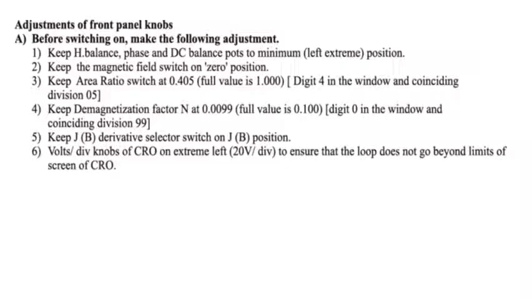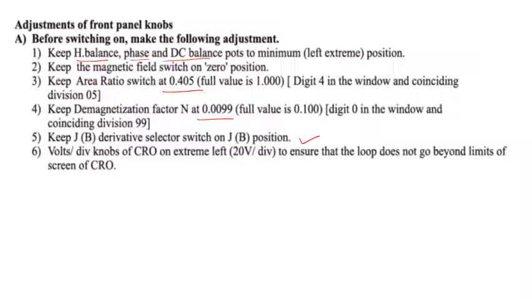Now the adjustment of the front panel. On the front panel we have H balance, DC balance and phase, which we have to set to minimum position. Then we adjust the area ratio, which should be 0.405, and the demagnetization factor to be 0.0099. Then the derivative J, that is the magnetic field derivative, should be at B position. There are 3 positions, but we have to keep it at B position.